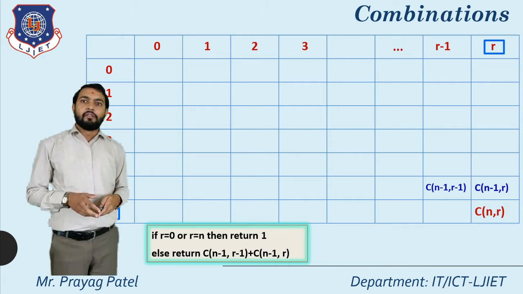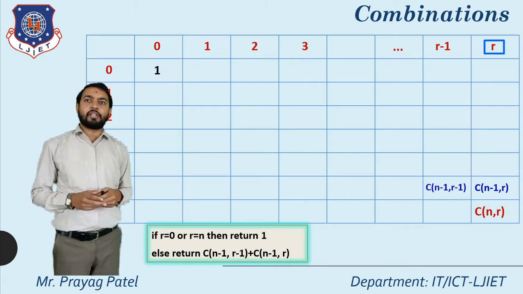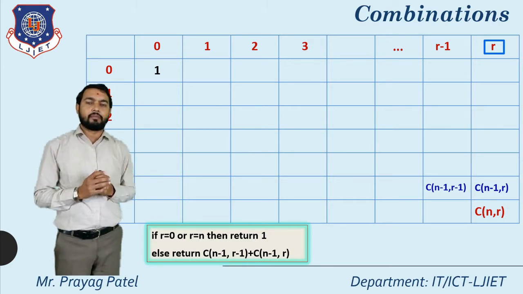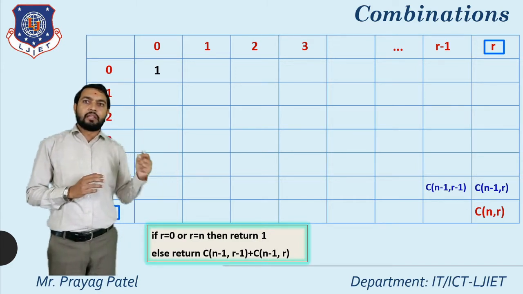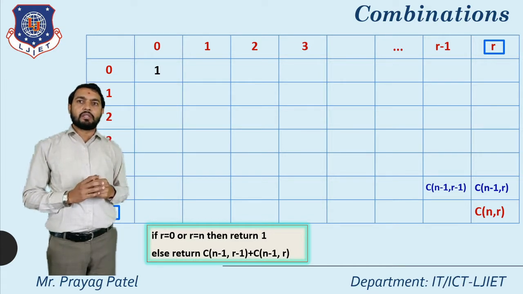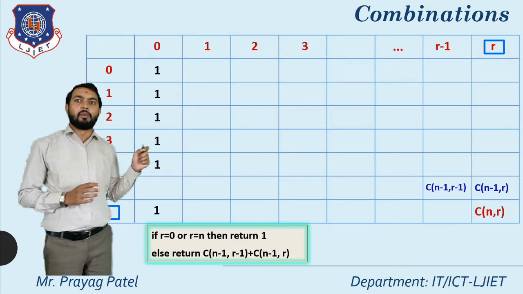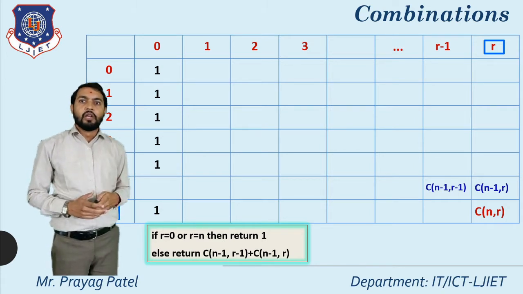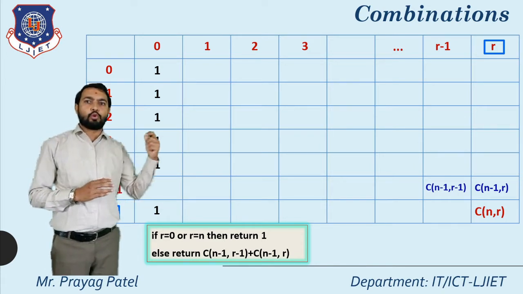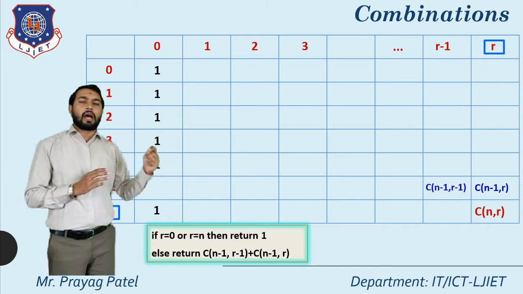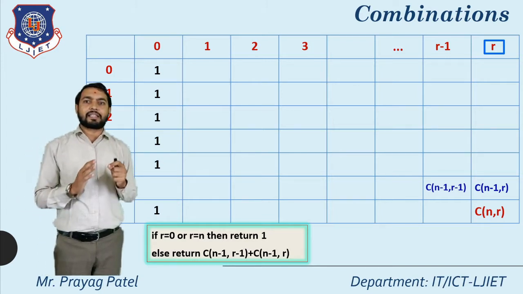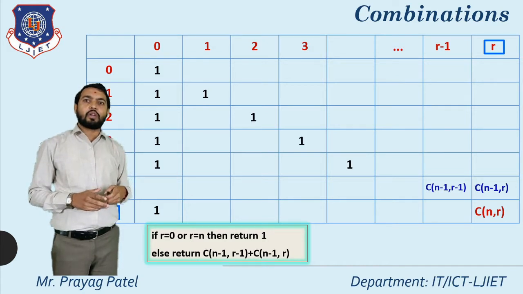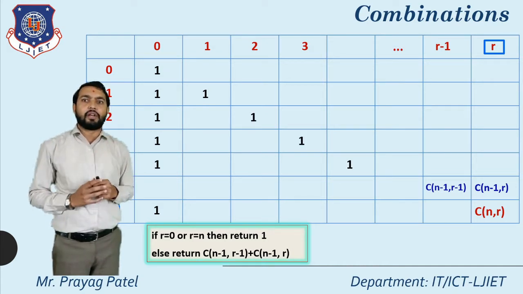For this we consider the initial conditions: if r equal to 0 then our result is 1, and if r equal to n then our result is 1. That means the first column, column 0, takes the value 1. In the same way 1 1, 2 2, 3 3, 4 4 up to r all have the same value since n equal to r. That means this diagonal also takes the value 1.